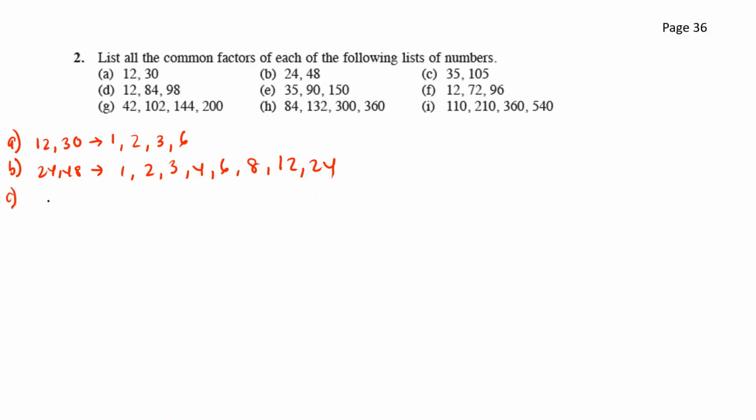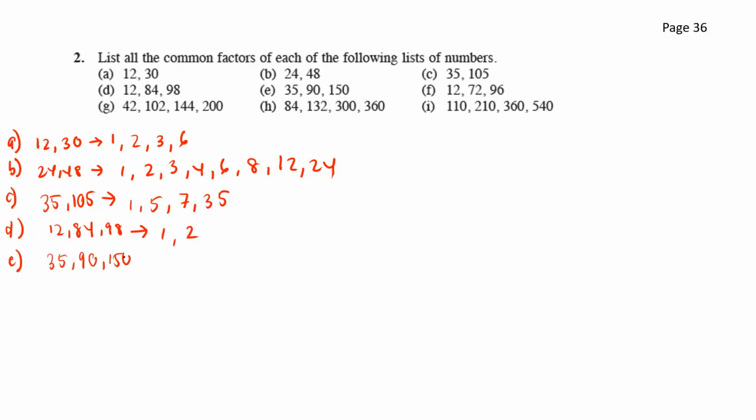Next, for C, 35 and 105. So the common factors here are 1, 5, 7, and 35. For D, we have 12, 84, and 98. So the numbers here are 1 and 2.